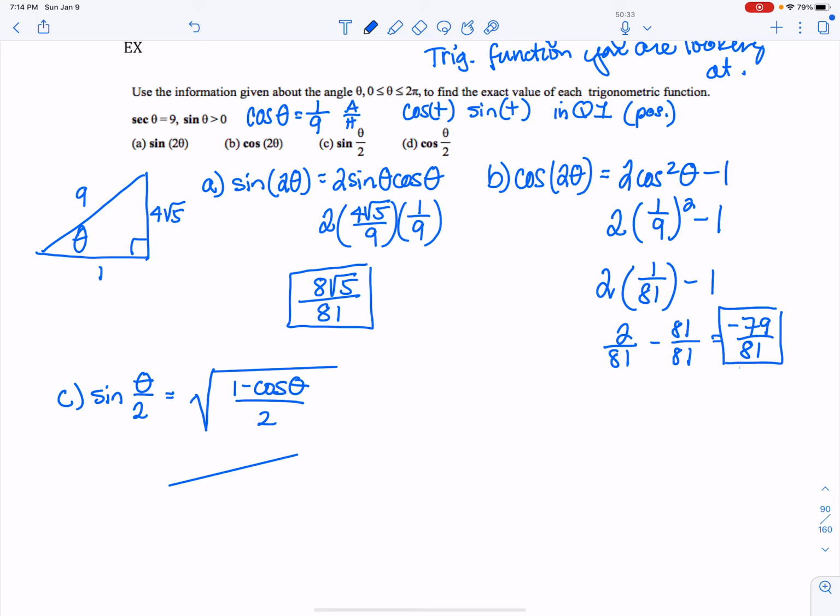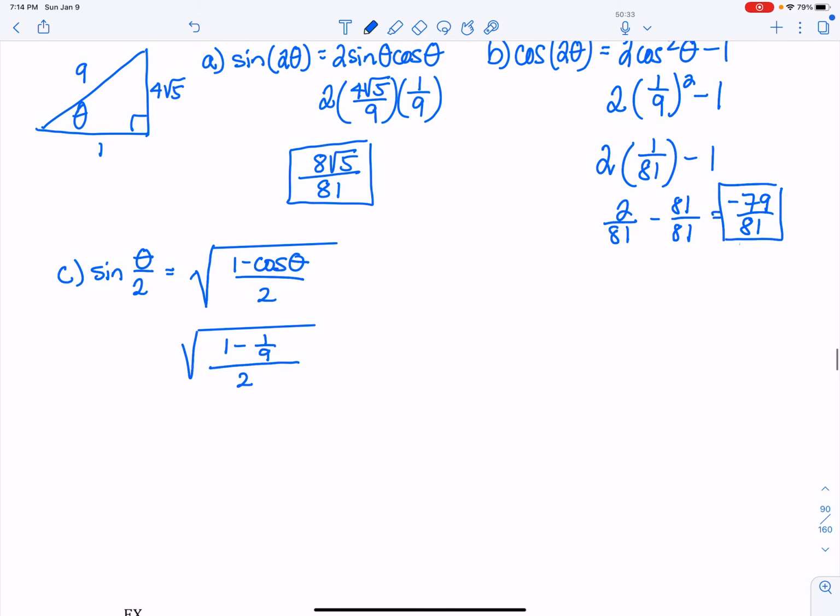underneath that radical. Underneath that radical, I'm going to plug in 1 over 9. Okay, so I get 1 minus 1/9 in the numerator over 2. Finding a common denominator, it's going to be 9. So 9 over 9 minus 1/9 all over 2. So working that some more, I get 8 over 9 because 9 minus 1 is 8. And the denominator is 2.